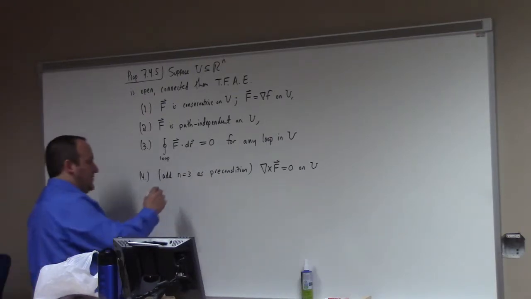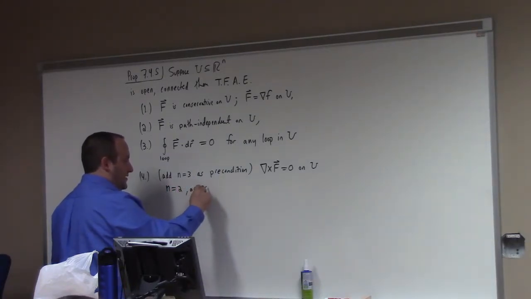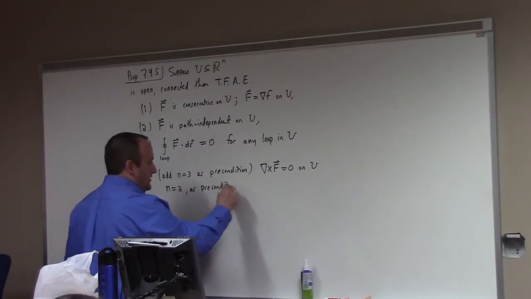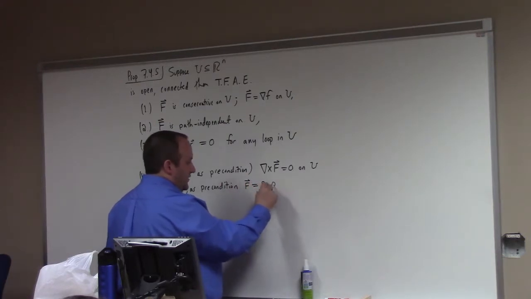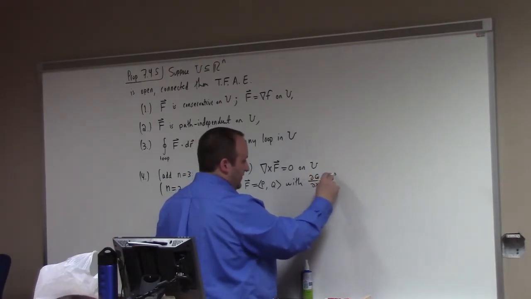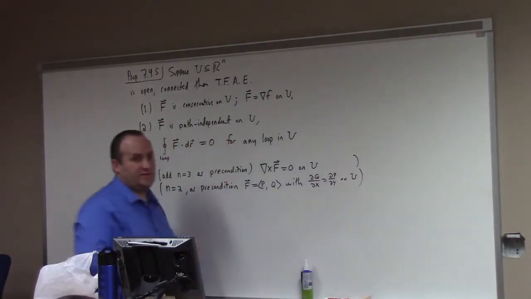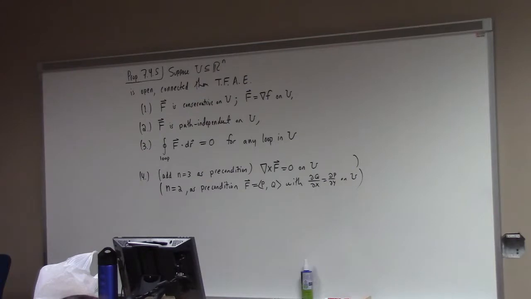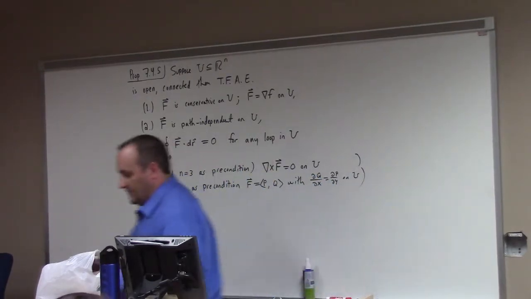I suppose I could say more. I could say if you have n equals 2 as precondition. In other words, I'm supposing, in the two-dimensional context, if you had F equals (P, Q) with partial Q partial x equal to partial P partial y on U. That's the two-dimensional version of item 4, which hopefully I will give you some evidence for by the end of today. So this is proposition 7.4.5, and I'd like to try to prove a fair amount of that today.